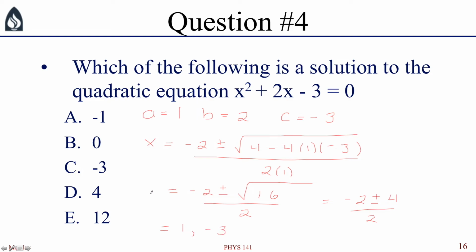So if I look at my options, I would want to select option C. Negative 3 is one of the solutions to this particular quadratic equation.